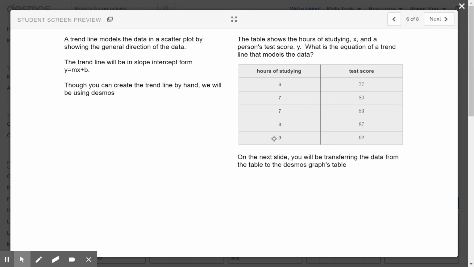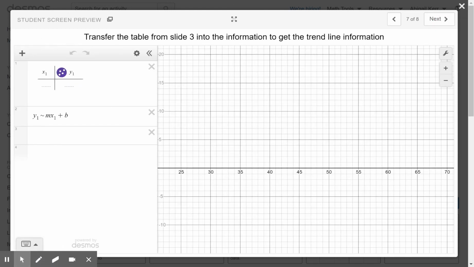We're going from 6 to 9. That number is increasing. Our test scores are going from 77 to 92. That's also increasing. When you have two sets of data that are increasing, you're going to have a positive correlation. So let's confirm that our line is going to be positive, and let's confirm that our slope is going to be positive because that's related.